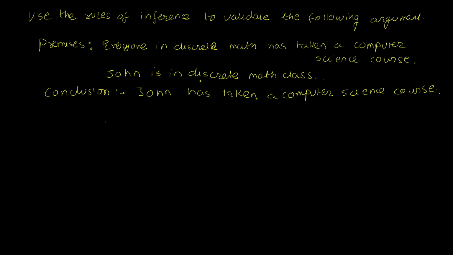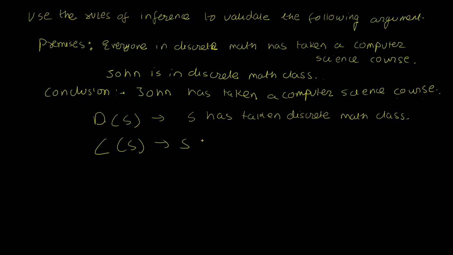Okay, so let us begin by writing propositional functions, and you know that we could do that in multiple ways. The general guidelines are you want to avoid redundancy, and not be too simple or too complicated. For our case, let's begin by assuming D of S as S has taken a discrete math class. And let us have another function C of S, which suggests that S has taken a computer science class. Okay, and once I do that, my premises become these.